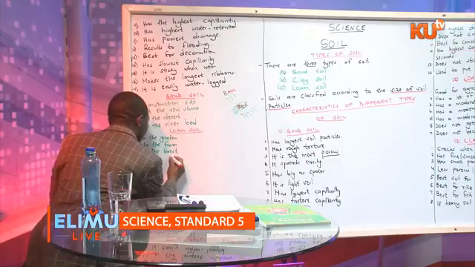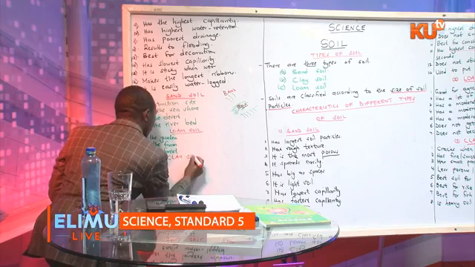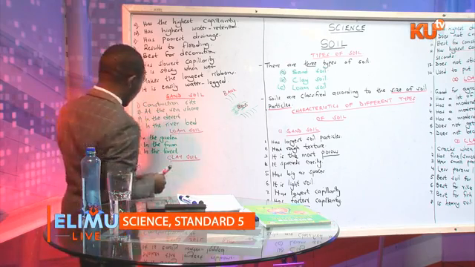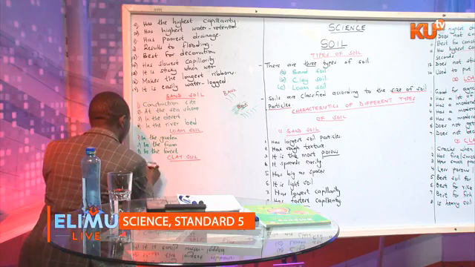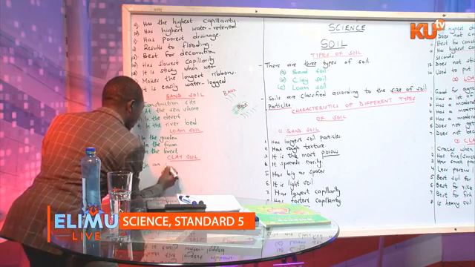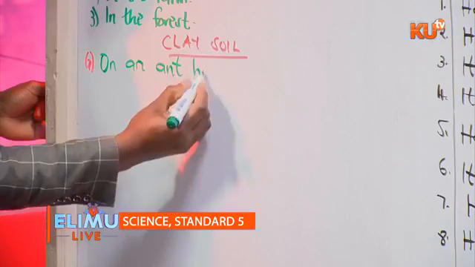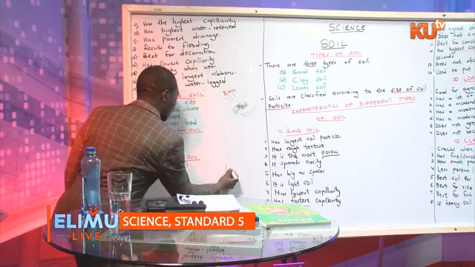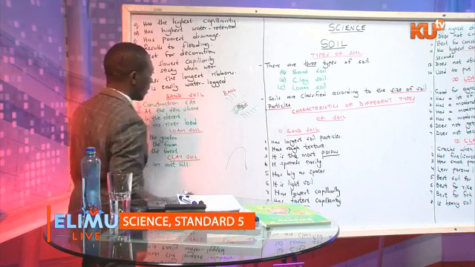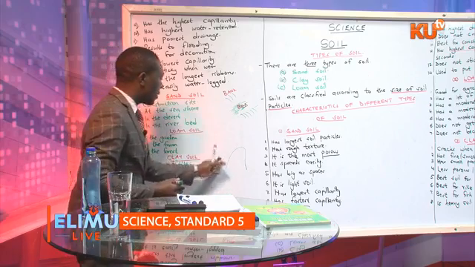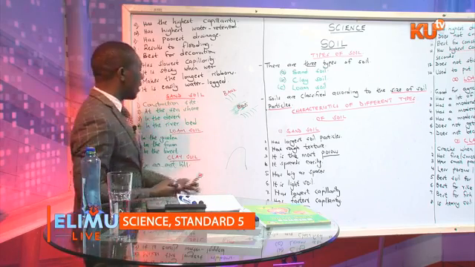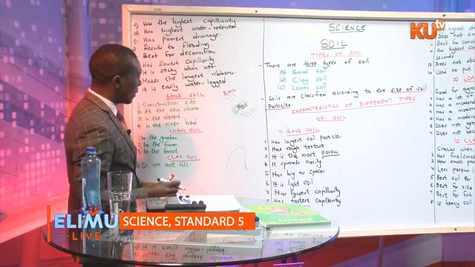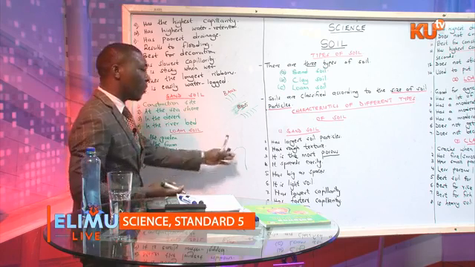And then when you come to clay soil, it is found in different areas. The first area that we can find clay soil is on an anthill. We have got something called an anthill. The termites are the ones that make it. Anthill, it's something that is raised. When these termites are somewhere, they make an anthill like this. So the type of soil that is there is clay soil, because if you touch the particles, they are very smooth. It is less porous. Even when it rains, it cannot fall down.